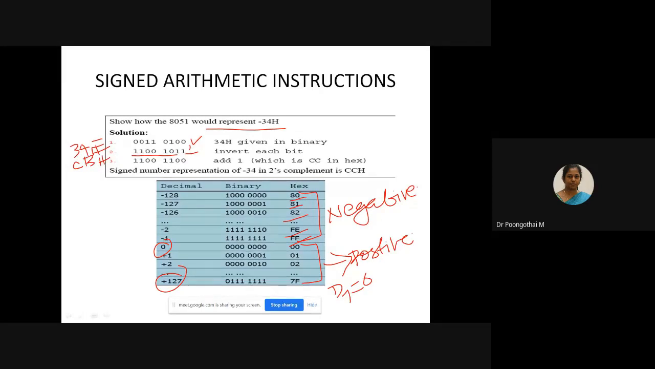Again, what is the third step? Add 1 to the previous result. So now CB becomes CC. This is the negative representation of 34, so minus 34 can be represented in this way. If you are doing signed addition or signed subtraction, suppose you are giving minus 34, it should be represented by CC. That is, the 2's complement form of minus 34 is CC.